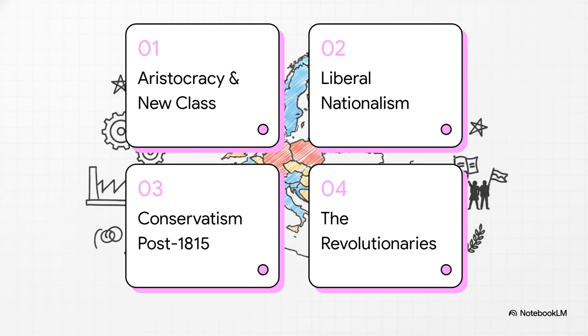Okay, so here's our roadmap for today's explainer. First, we'll look at the aristocracy and the new middle class. Second, what liberal nationalism actually stood for. Third, we'll cover the new conservatism after 1815. And fourth, we'll wrap up with the revolutionaries.